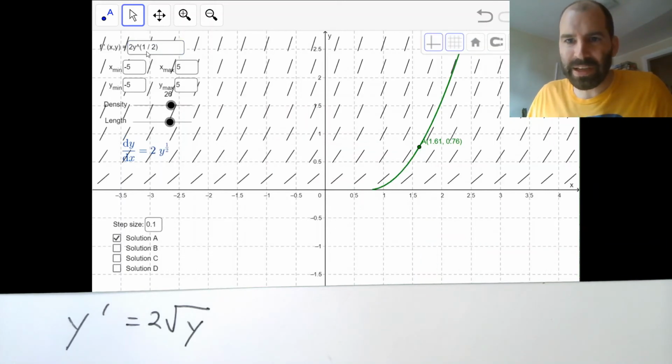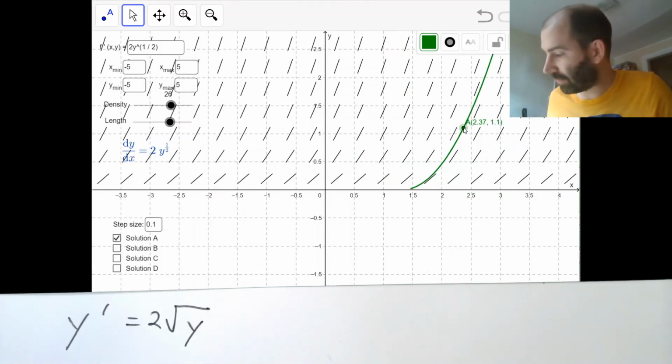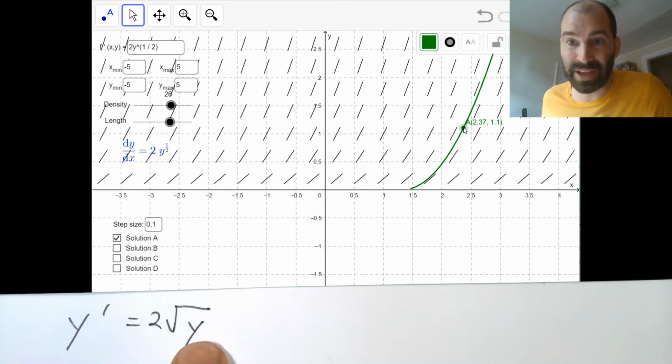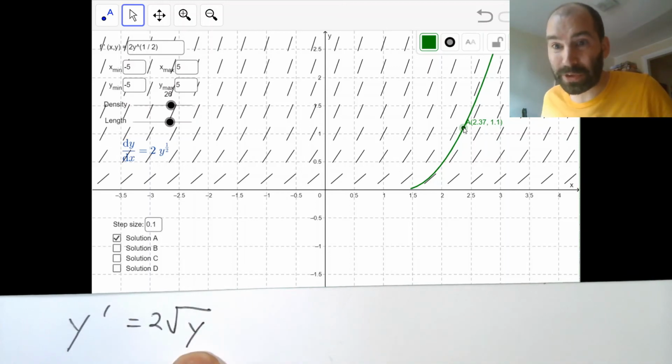And look what's happening here. I'm only getting solutions above the x-axis. Now I can get a solution no matter where I put this point up here, but no solutions exist down here. Why is that? Well, because this function doesn't even exist when y is negative. Okay. Now, is this function continuous? This function's continuous everywhere it's defined.